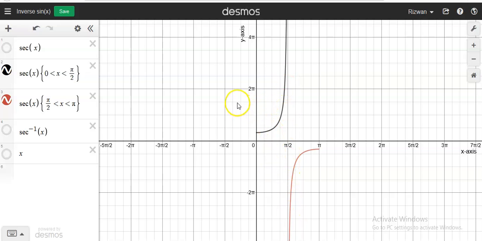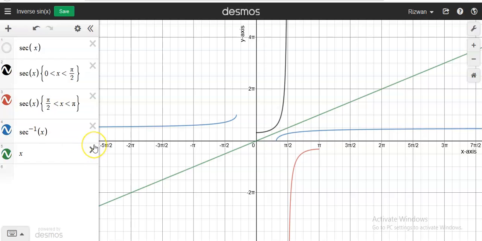So here the function is one to one. You can place any horizontal line and it will touch the graph only once, or here also. So the principal secant is 0 to pi, but excluding pi by 2. So now we plot the x, and now we will reflect these two lines along this green line by plotting the inverse of x. So you can see the inverse of x is like this.